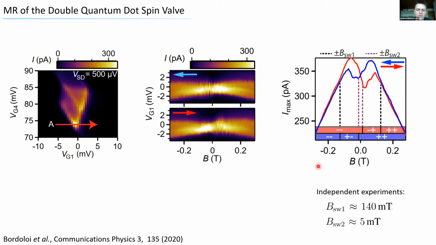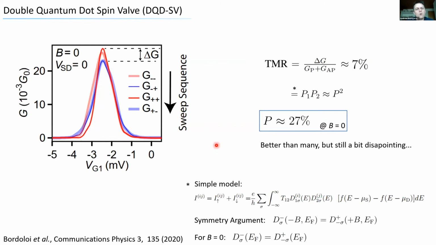We can determine the switching fields better than it looks like here, because we can do other experiments to extract them more precisely. But what we want to do is orient the magnetizations of the ferromagnets in parallel, or anti-parallel, like this: minus minus, plus plus, plus minus, minus plus. Then we look at the sequence of these four magnetization states of the magnets, and measure the conductance as a function of the gate voltage.